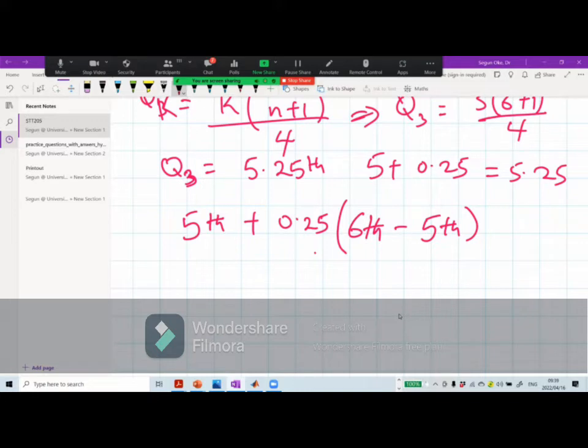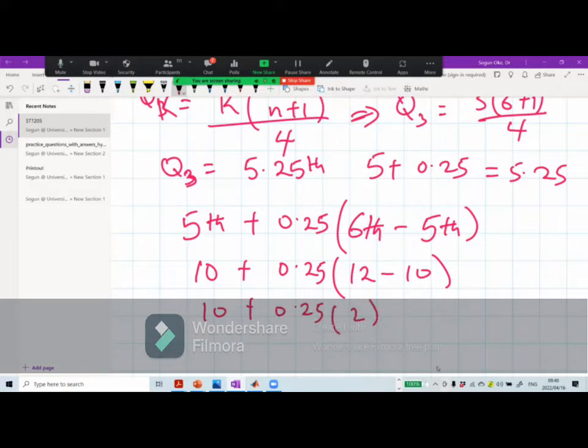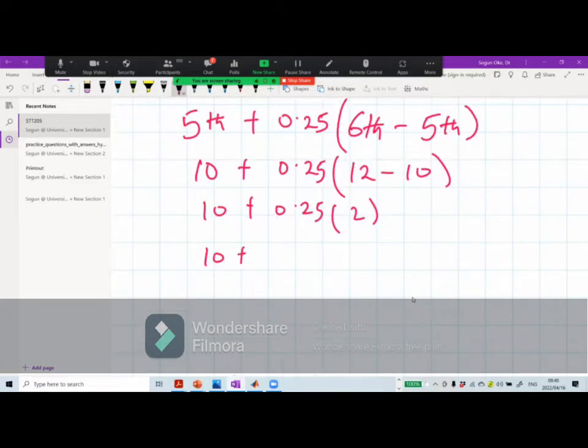Remember the question the other guy asked: if it is the 6th I'm doing now, and there is no 7th data, will I be able to solve it this way? No, sir. So what is the 5th data, please? 10. So 10 plus 0.25 in bracket 12 minus 10. So we have 10 plus 0.25 in bracket 2. So what is the answer? 10 plus 0.5. Have you all seen it now? Equal to 10.5.